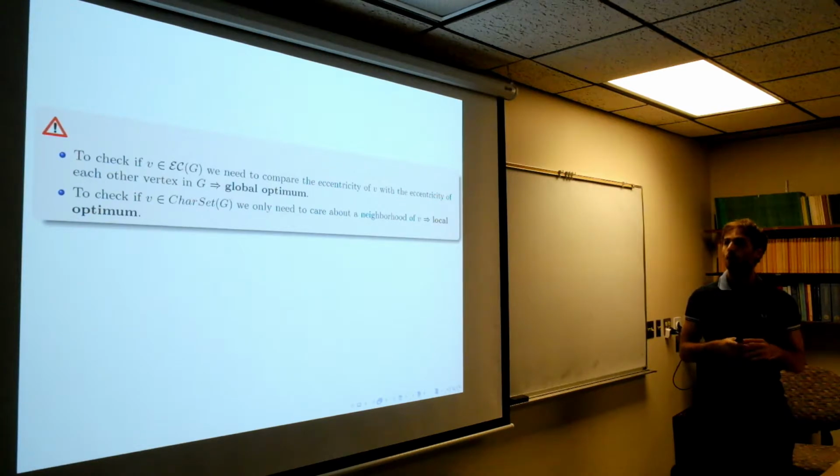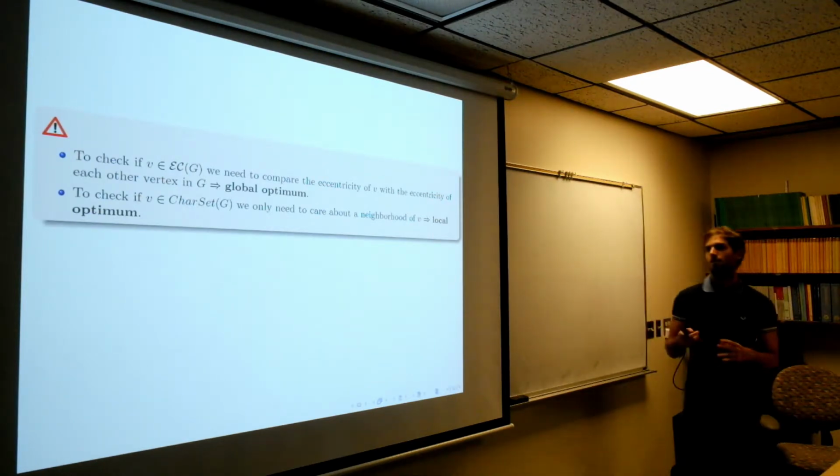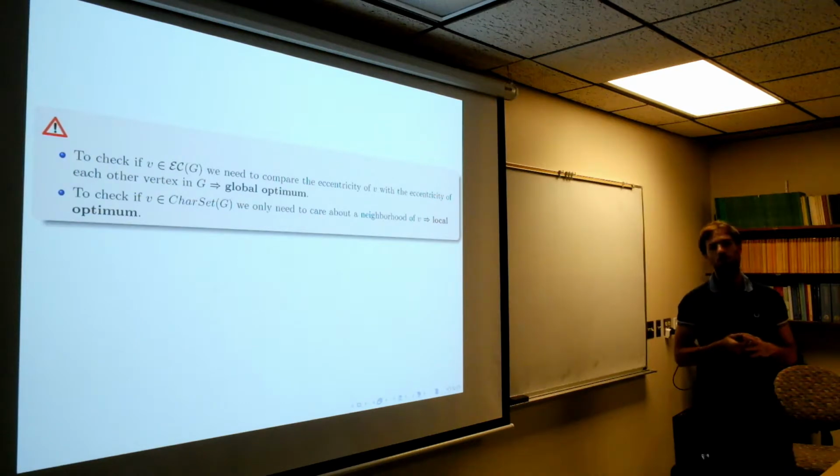Okay, but before continuing, I want to underline a kind of philosophical difference between these 2 center notions. To check whether a given vertex V lies in the eccentricity center of a graph, we basically need to compare its eccentricity with the eccentricity of any other vertex, right? We have to find the minimum. So we can think about the eccentricity center as a kind of global optimum.